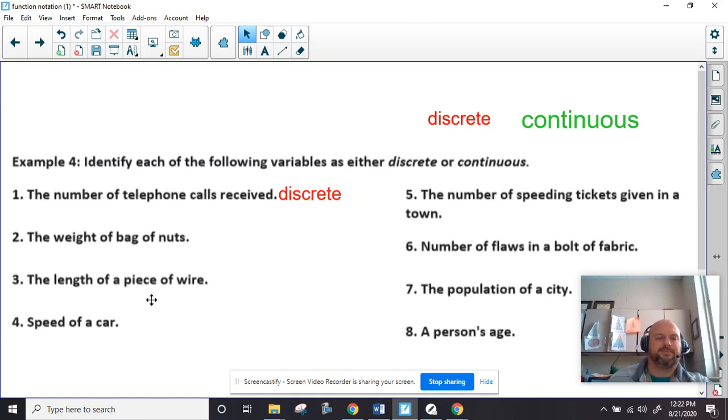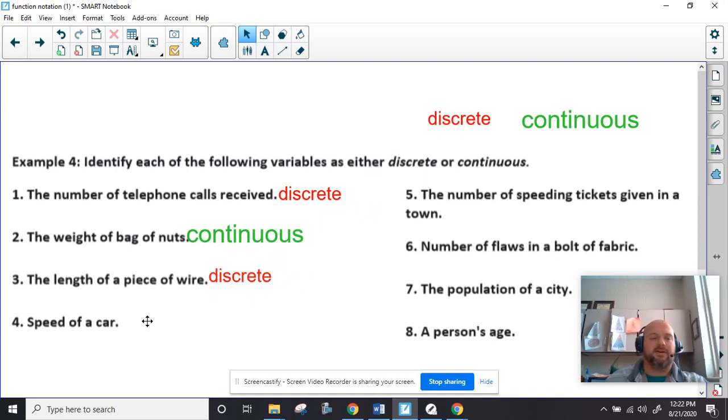All right, the weight of a bag of nuts. Even though it's going to be different types, it could be 1 pound, 2 pounds, 3 pounds, 4 pounds. This one would actually be continuous. All right. The length of a piece of wire. There's a start and there's a stop. This is discrete.